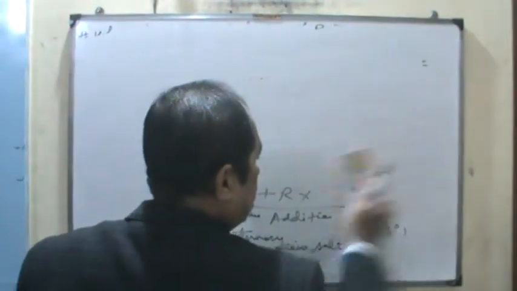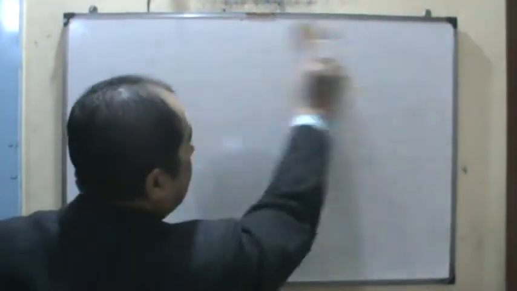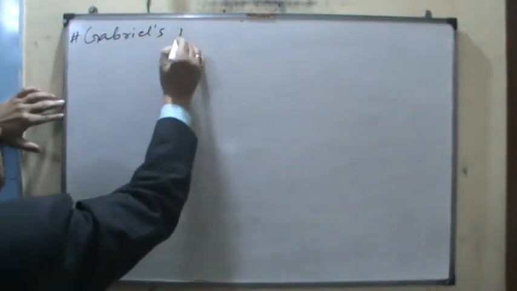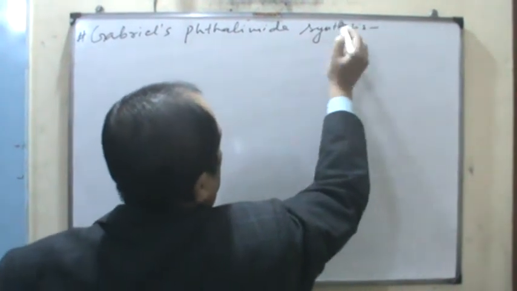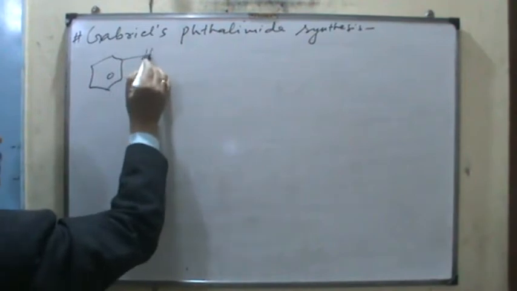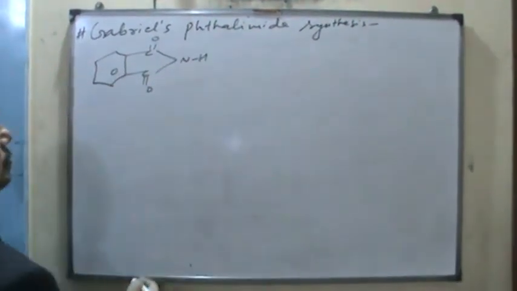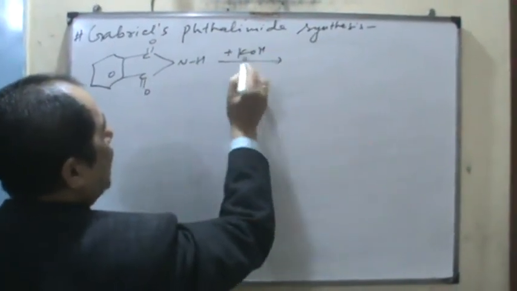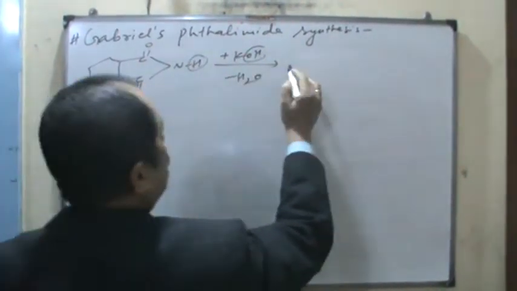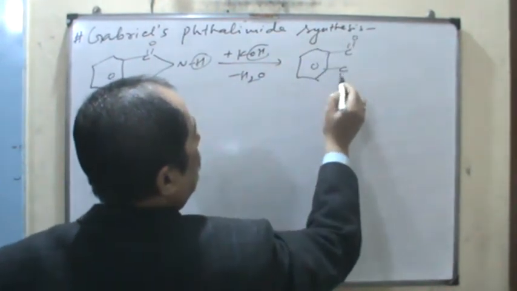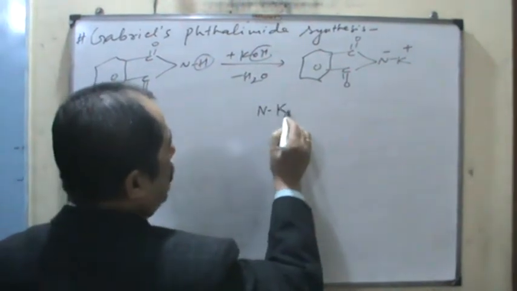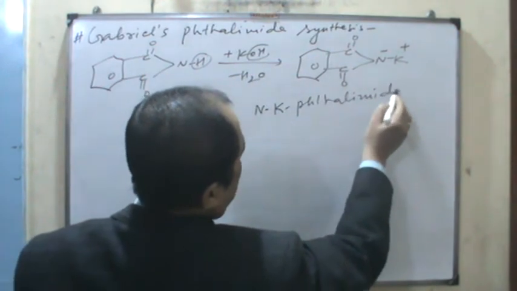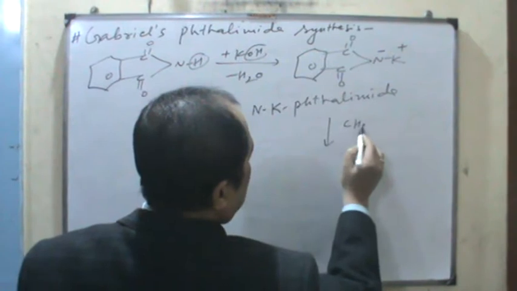Now another important method of preparation is the Gabriel's phthalimide synthesis. Now this name reaction is very important. You take phthalimide, made to react with KOH or NaOH. Now N-potassium phthalimide, it undergoes alkylation. You take methyl chloride.